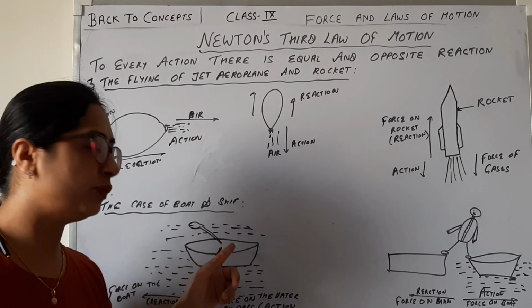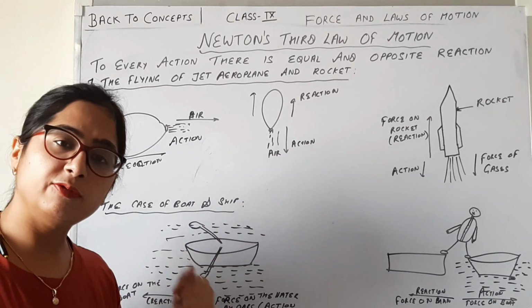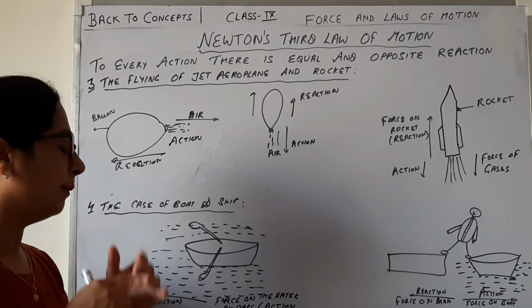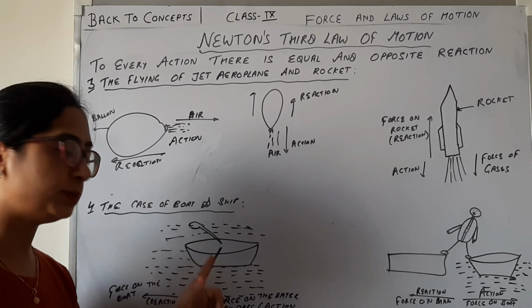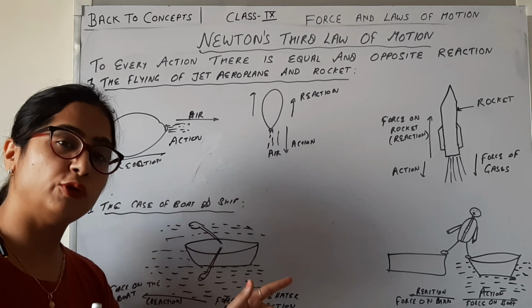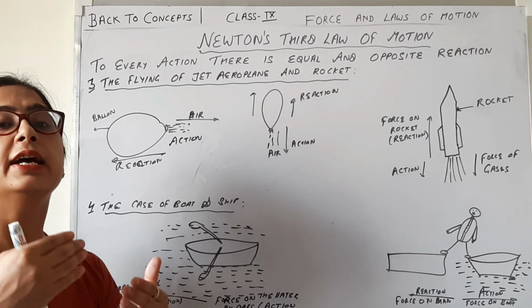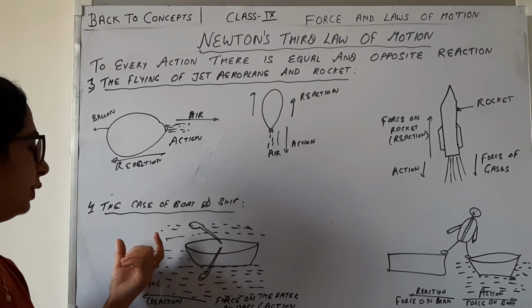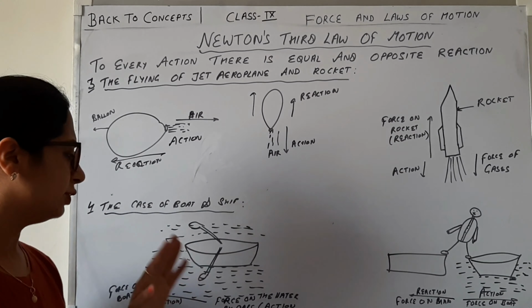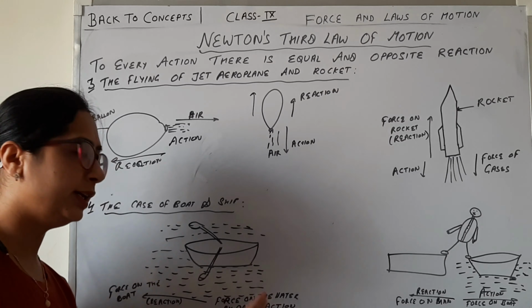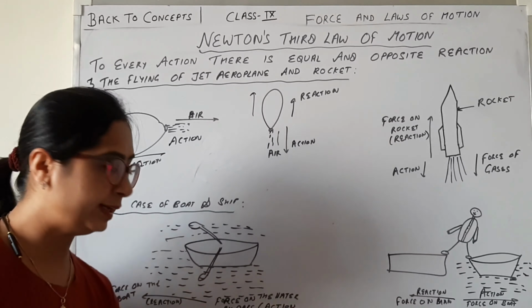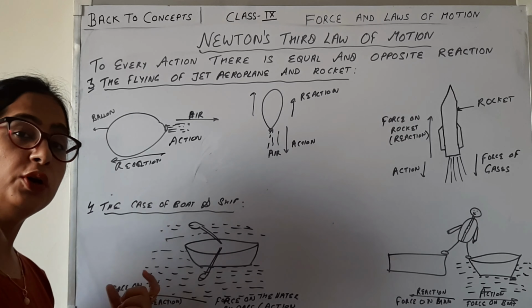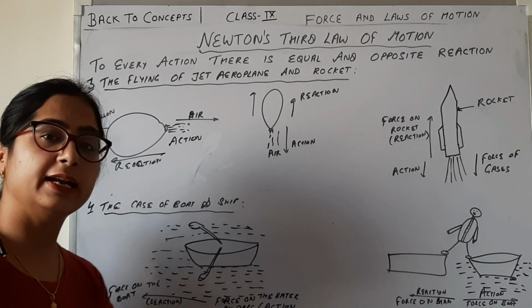When we move this oar in the backward direction, the boat will move in the forward direction, because we are applying force by this oar on the water, and the water exerts an equal and opposite force on the boat, and the boat moves in the forward direction. So the force on the water by the oar is known as the action, and the force on the boat by the water is known as the reaction.